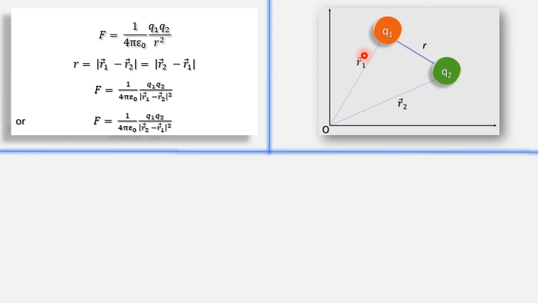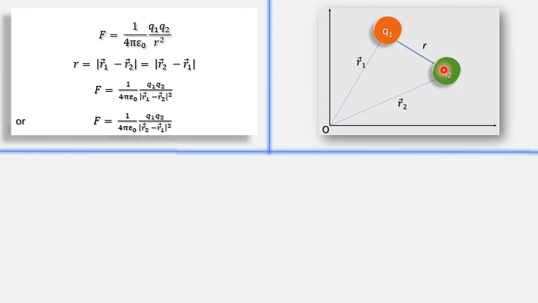Now here we have one more problem. The other problem here is what we have now is the scalar form. What if you are asked that in which direction q1 will experience force, or in which direction q2 will experience force? So this equation will not be able to give us answer of such question. For that we need to have force along with its direction.